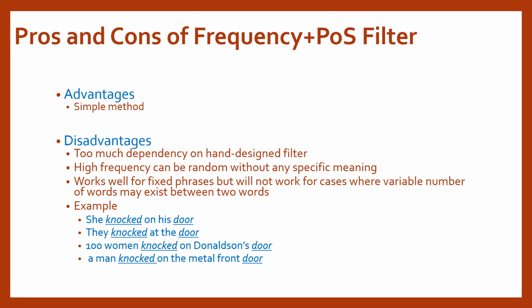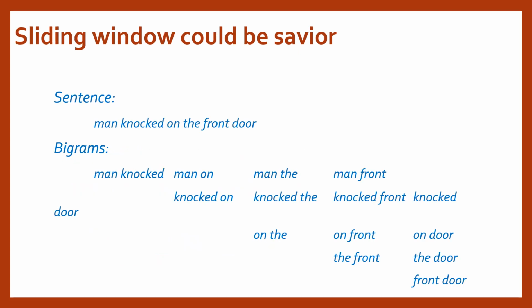So in those cases, what can we do? Here again, a simple idea of the sliding window could save us. What you can do is consider the bigrams, and of course there is a hyperparameter: how long you want this sliding window to be. So you take man knock, man on, man the, man front, then you look at knock on, then knock the, and knock front.